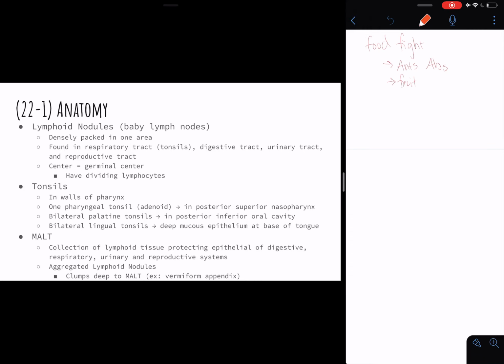We also have palatine tonsils, so these are going to be at the roof of the mouth, but in the posterior aspect of the roof of the mouth. And we also have lingual tonsils. These are going to be inferior to the base of the tongue.